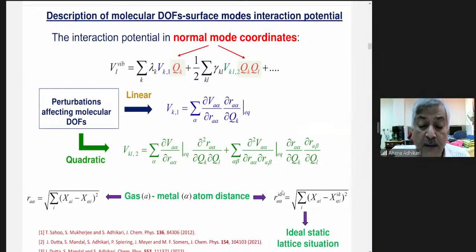Okay, and when the surface is not moving around or getting vibration, that is called the idealized situation, the ideal static lattice situation. And this is the situation where the surface atoms are allowed to vibrate around their equilibrium at a particular surface temperature.